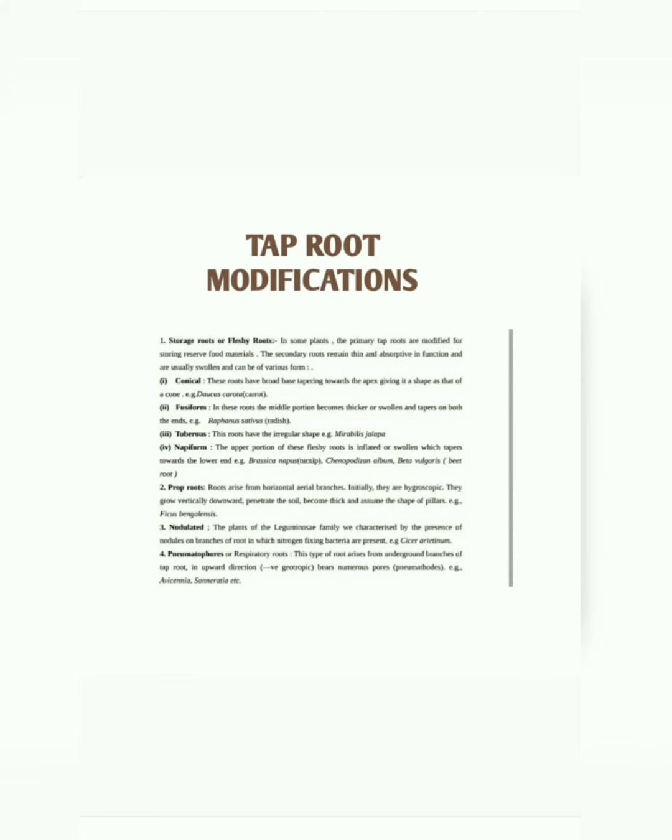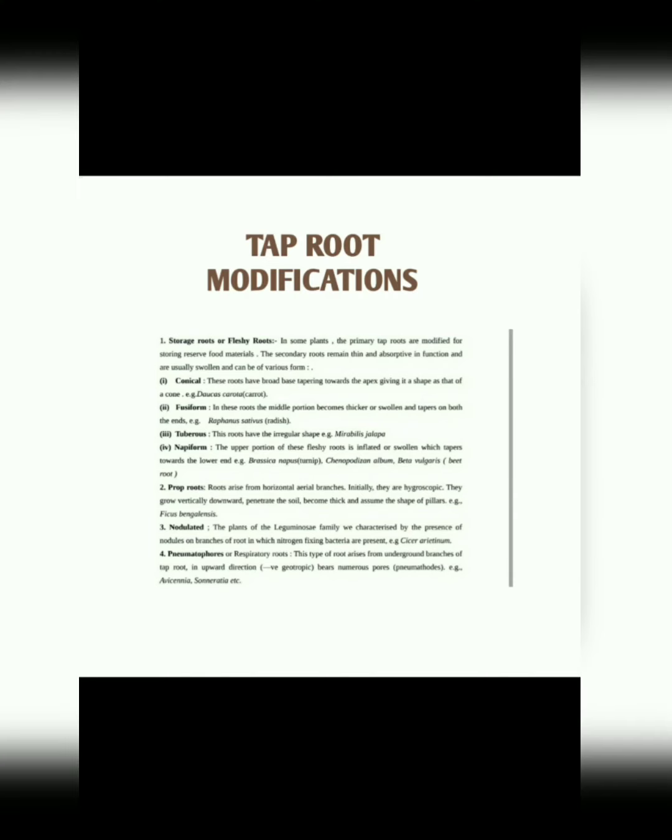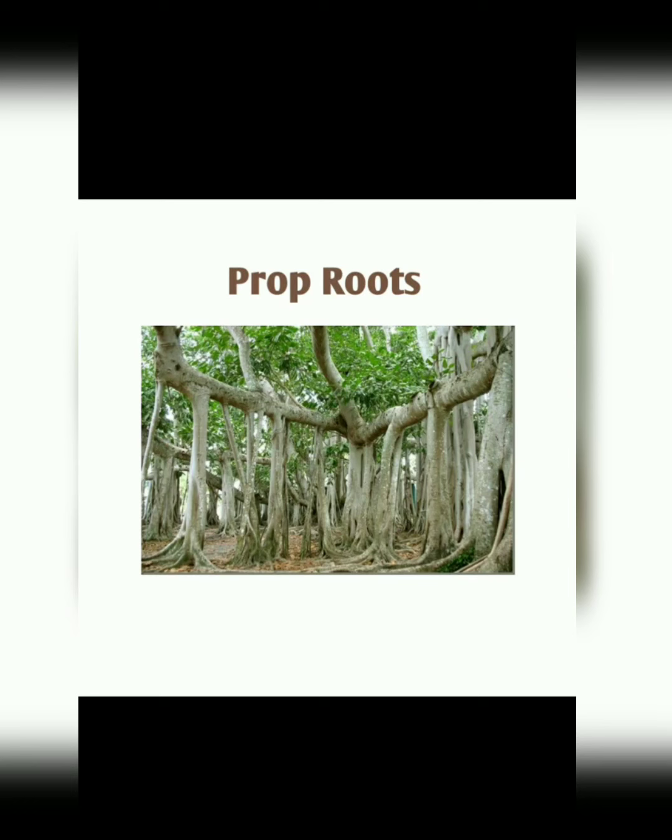Okay. The purpose of nodulated root was to fix the nitrogen. The purpose of prop roots was to provide anchorage. The purpose of storage roots was to store the food material. See, in this picture you can see prop roots. Prop roots are usually growing from the aerial branches, and these roots are growing towards the soil, and the purpose of these roots is to provide proper anchorage.